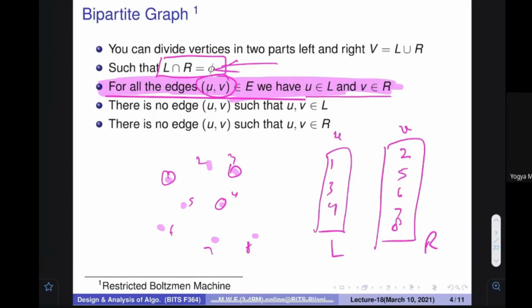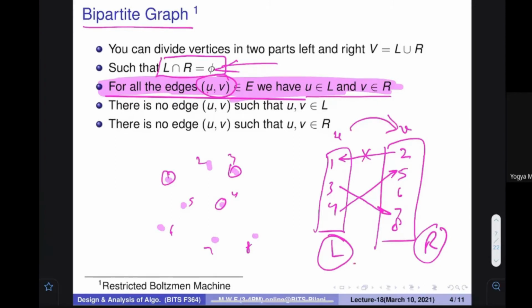What do I mean by this? All the edges are of this kind only. If you draw an edge over here, no, it is not permissible. It is not allowed. Make sense? Okay. I am giving the definition of the bipartite graph. A bipartite graph has two components, L and R, and all the edges which are there, they are from L to R only.